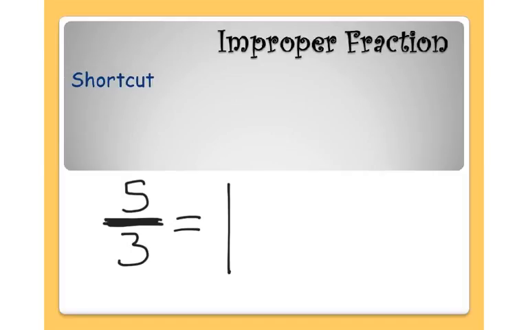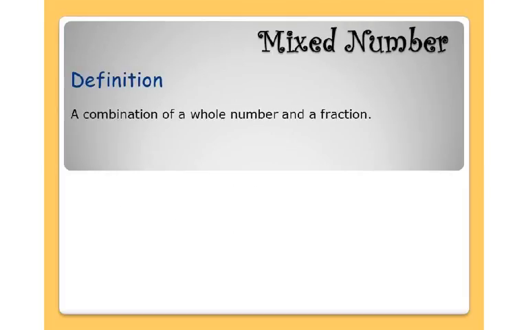3 times 1 is how much? 3. Oh, we were trying for 5. How close did we get? 2. We were 2 pieces away. And what size were the pieces? Thirds. Very good. So 5/3 can be turned into a mixed number through division. 3 times 1 is 3, with 2 pieces left over, and those pieces are thirds.